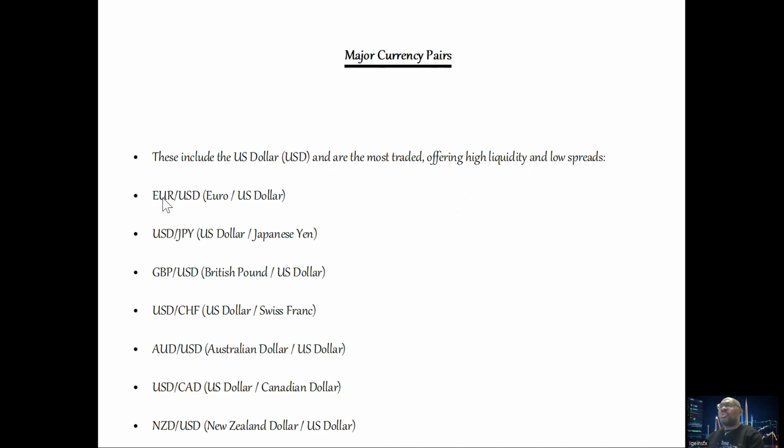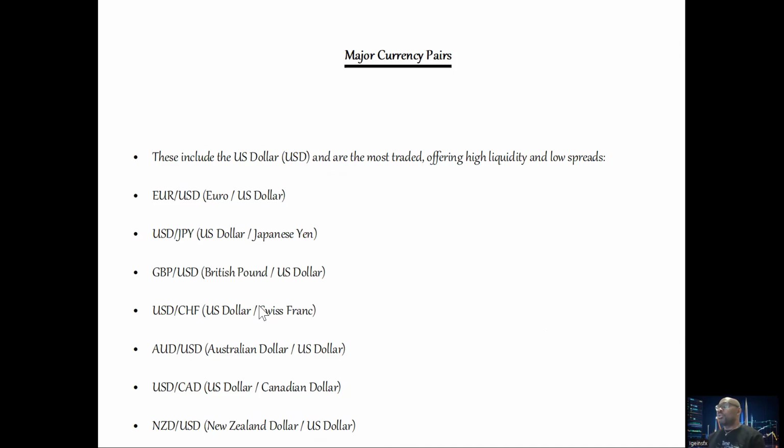We have EUR/USD and we have USD/JPY. So we have the euro and the US dollar, and this one we have the USD/JPY. JPY is Japanese yen. So you cannot go and start typing Japanese yen.